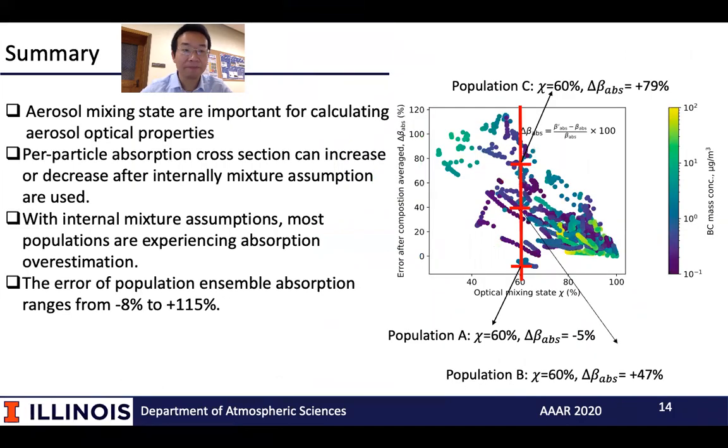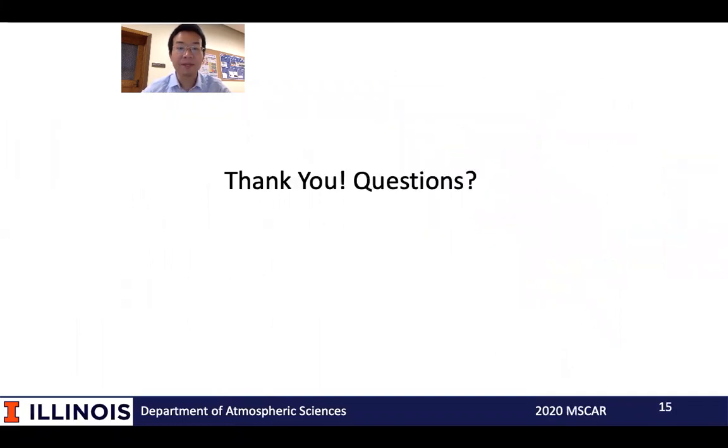So in summary, aerosol mixing state is important for calculating aerosol optical properties, and per-particle absorption cross-section can increase or decrease if we use the internal mixture assumption. With the internal mixture assumption, most populations experience absorption overestimation, and the error can range from -8 to positive 115%. So that's for my talk. Thank you.